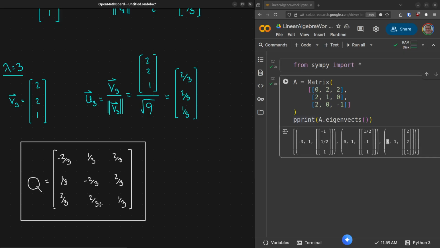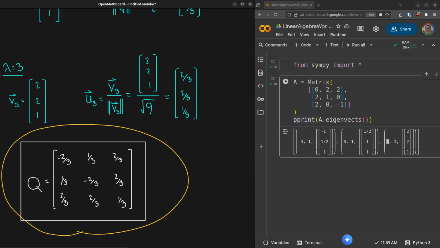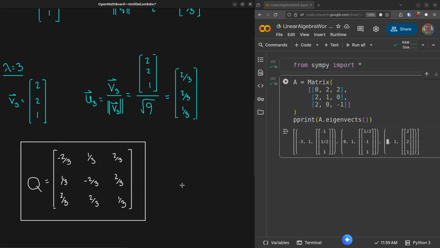Right? This is now an orthogonal matrix, and you could check all the rows of Q are orthonormal with each other. All the columns of Q are orthonormal with each other. If you were to calculate Q transpose times Q, you would get the 3 by 3 identity matrix. It is an orthogonal matrix.